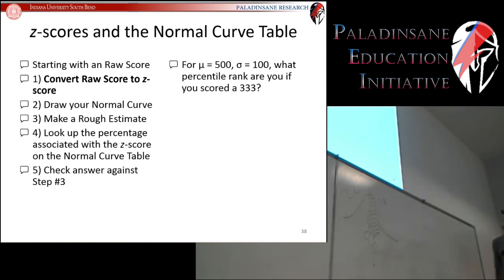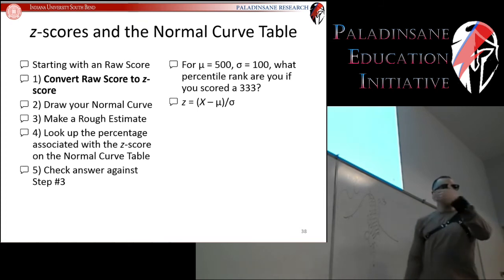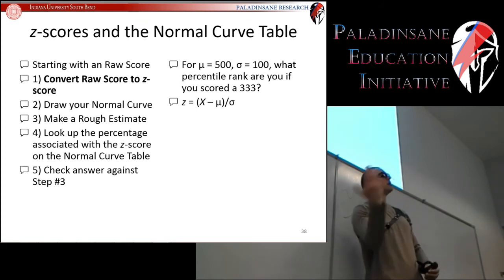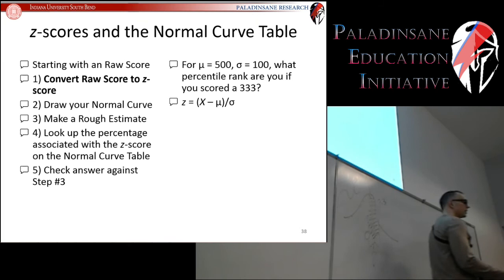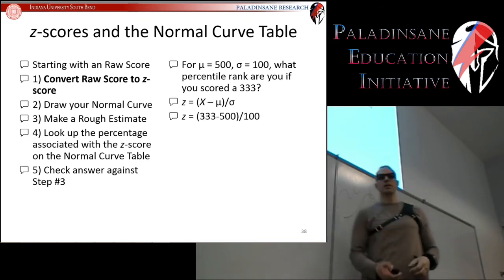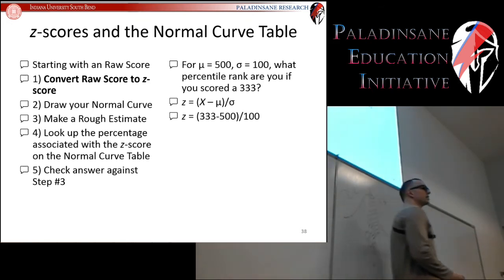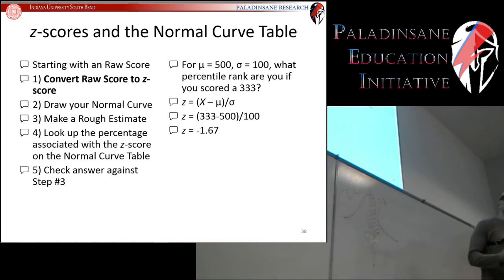So we remember our z-score formula: raw score minus the mean, all in parentheses, and then that divided by the standard deviation. In this case, we're dealing with population data, but the formula is exactly the same. The moves are exactly the same, so it's not going to make a difference. So we plug that in, 333 minus 500, all divided by 100, and we get a z-score of minus 1.67. So step number 1, we have our z-score.